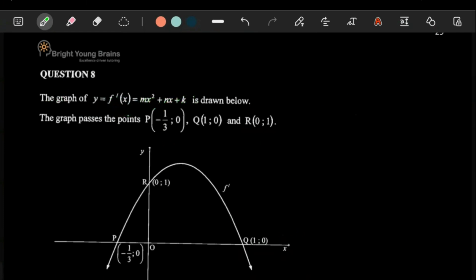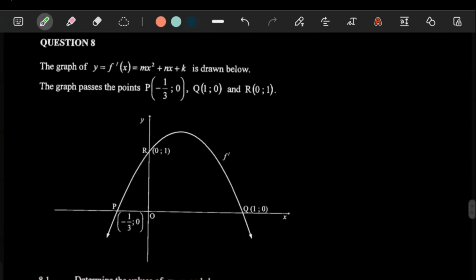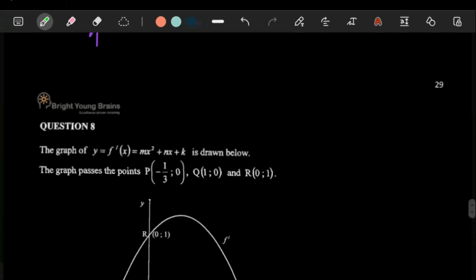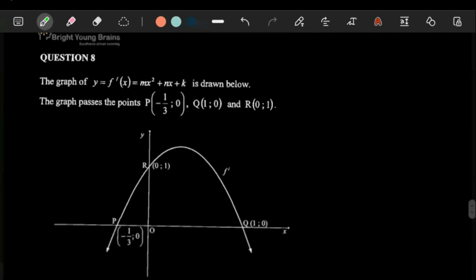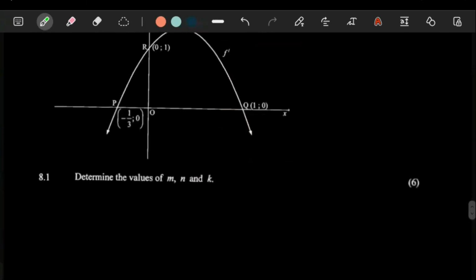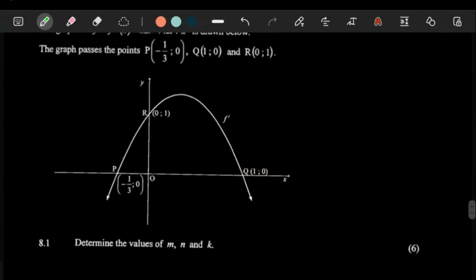So it means the original equation, which is the equation of f, is a cubic function. And then it says here it passes through these points. Then it says determine the value of m, n, and k. So the big idea is, obviously, your first derivative: there's certain pieces of information that you never want to forget.